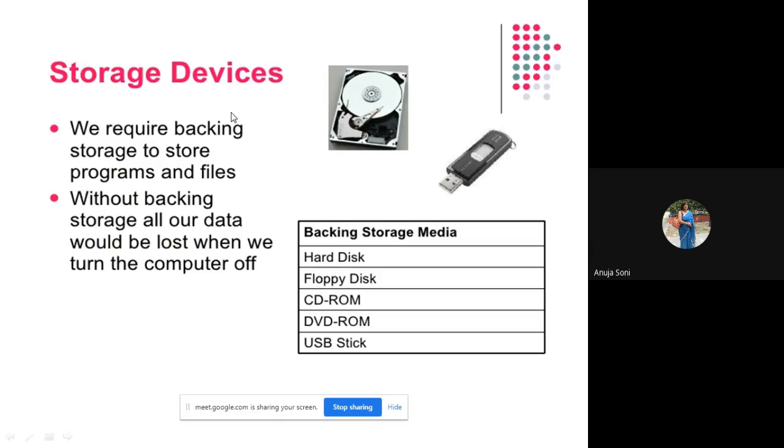Now these are the secondary memory. Secondary memory is basically where data is stored permanently. Hard disk is its main example. Other than that are floppy disk, CD-ROM, DVD-ROM, USB stick, pen drive, with the help of which data can be ported, or external hard disk. The data can be ported from one device to another.